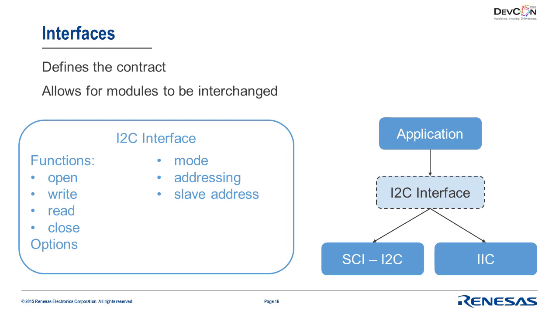Shown there on the left is little pieces of it, where it has certain functions: open, close, read, write. And it also has some different options, such as the mode. This would be typical of any I2C peripheral you ever use. It would have the mode: is it fast mode plus, addressing, is it 7-bit, is it 10-bit mode, and the slave address. So then, once you've picked the interface, you can decide, okay, I want to use this interface. Now you have to decide whether it goes down to SCI or IIC.